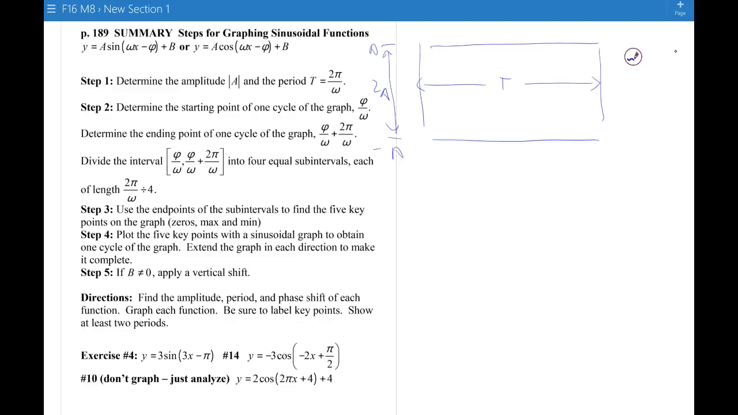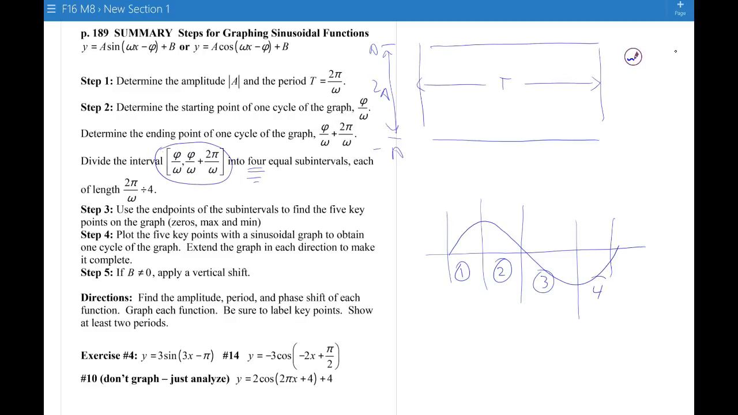So then you're going to find the starting point of the cycle, which is x equals phi over omega. And then you're going to find the ending point of the cycle. And then you're going to divide this interval that you find into 4 equal subintervals. So this is because the graph has 4 parts, just as we've been drawing them without the horizontal shifts. So there's part 1, part 2, part 3, and part 4. So every sine and cosine graph has 4 pieces to it, and we're just figuring out what's happening when we do a horizontal shift.